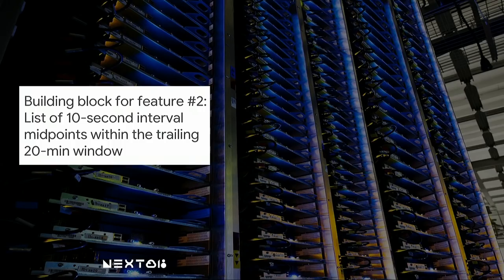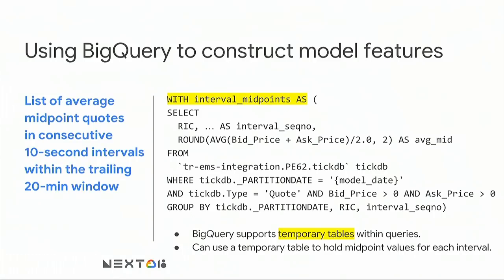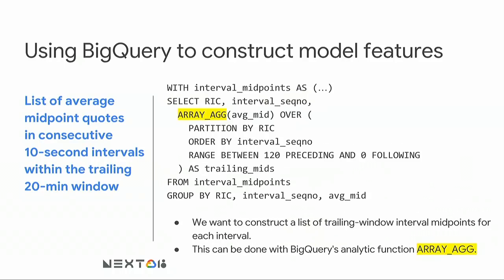OK, building block for feature number 2, list of 10-second interval midpoints. One nice thing BigQuery provides is the ability to use temporary tables as a part of your query. So in this example, we use interval midpoints as a temporary table. You write a query, and the output of the query is stored in the temporary table. And then we can use this table from within another query.